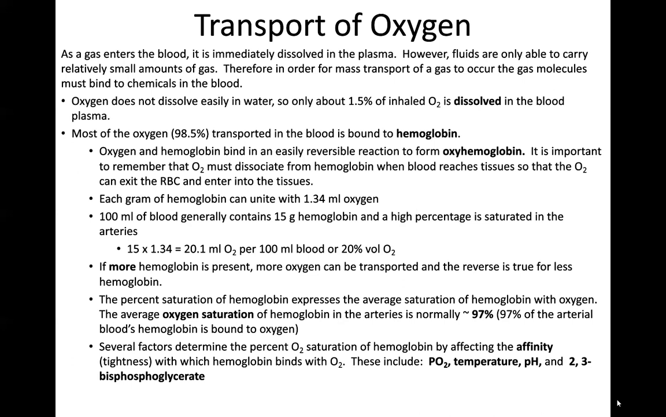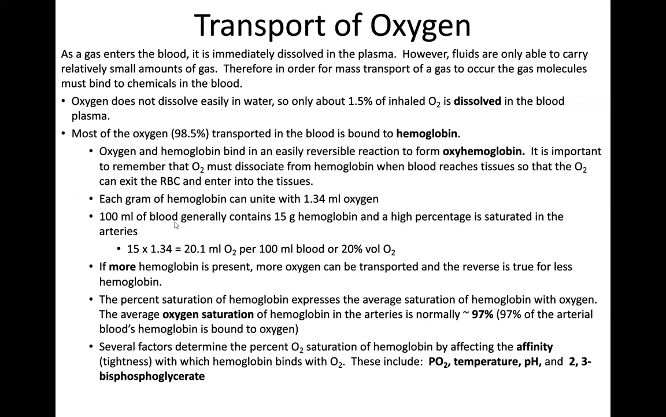Now, how much oxygen can be carried by hemoglobin is a pretty well studied thing. Each gram of hemoglobin can unite with 1.34 mils of oxygen. In a standard sample of 100 mils of blood, you're going to find that there's about 15 grams of hemoglobin, and a high percentage of that is saturated in our arteries. So you can take that 15 grams, multiply it by 1.34, because each gram can unite with 1.34, and that tells you if you have a 100 mil sample of blood, you would have roughly 20.1 mils of oxygen, or you could say that it's 20% volume of oxygen.